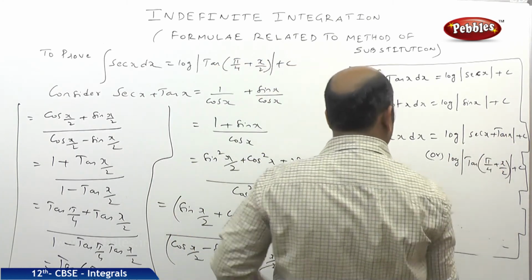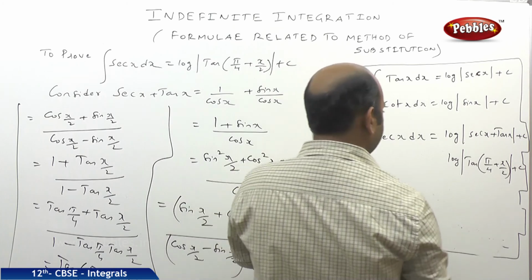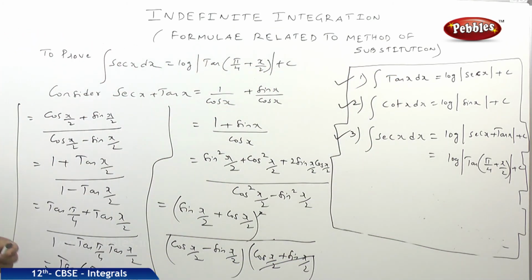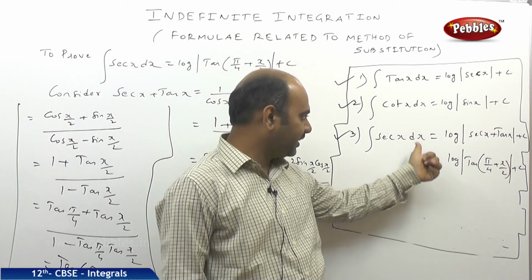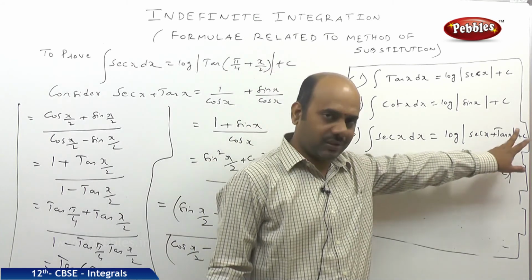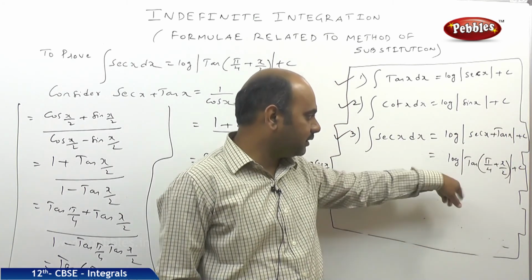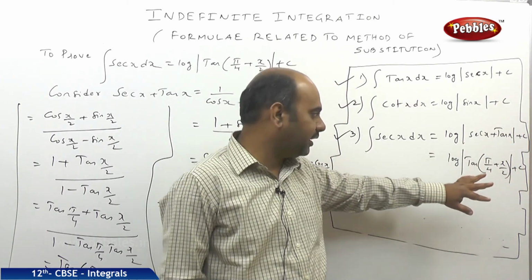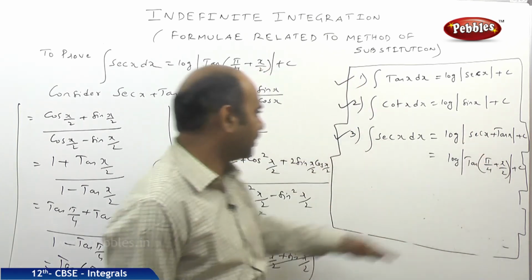log of secant x plus tan x. Definitely, what I will be writing in place of secant x plus tan x is log of mod tan of pi by 4 plus x by 2 plus c. So once again I am explaining. Just now we derived integral of secant x dx is equal to log mod secant x plus tan x plus c. Still this can be further written as log mod tan of pi by 4 plus x by 2 plus c. How we are writing and how we are going to evaluate this one, from this step I am explaining.